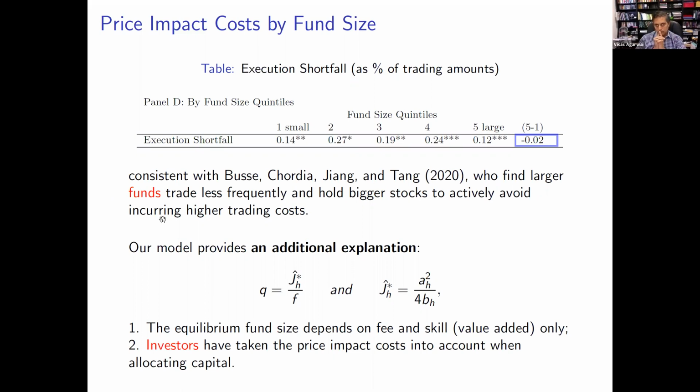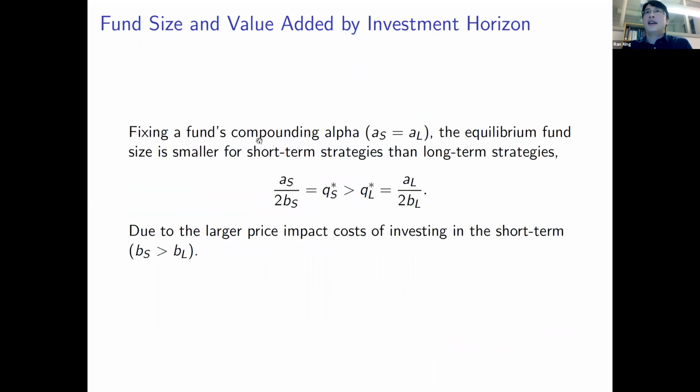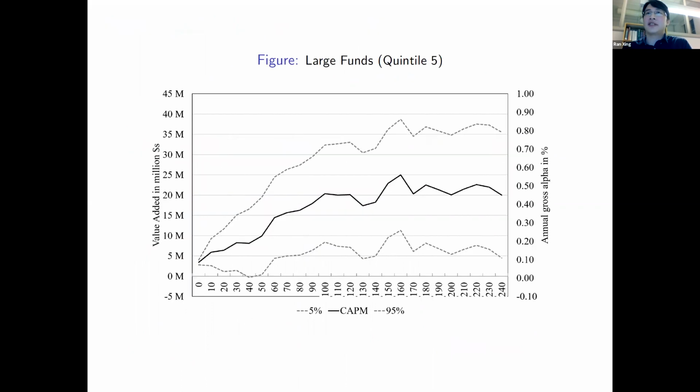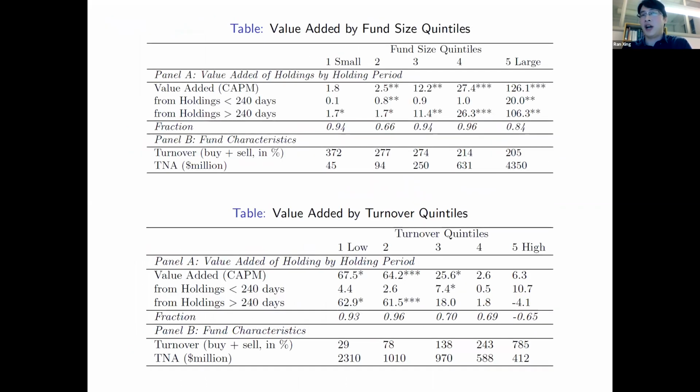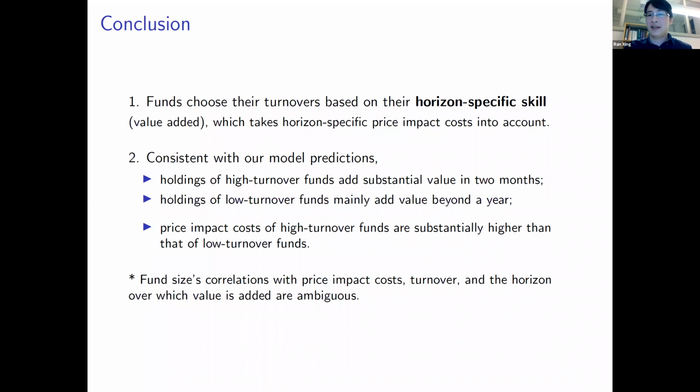Okay, so for this result, what we want to focus on is that, on one hand, funds are adapting their strategy to the price impact cost. On the other hand, the investors have already taken the price impact cost into account when allocating capital. So that's why there is no clear result between fund size and execution shortfall. For the sake of time, I will just skip the result for fund size. But basically what we are arguing is that the relation between fund size and the execution shortfall, and also the value that they add at different horizons, are ambiguous.